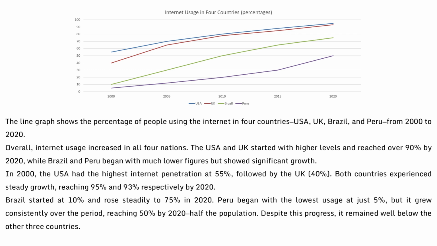In 2000, the USA had the highest internet penetration at 55%, followed by the UK, 40%. Both countries experienced steady growth, reaching 95% and 93% respectively by 2020. Brazil started at 10% and rose steadily to 75% in 2020. Peru began with the lowest usage at just 5%, but it grew consistently over the period, reaching 50% by 2020, half the population. Despite this progress, it remained well below the other 3 countries. Great use of data and comparison.